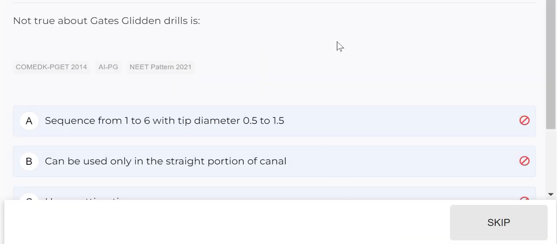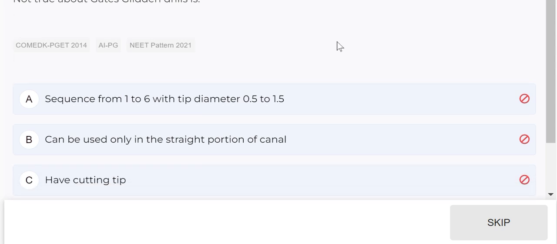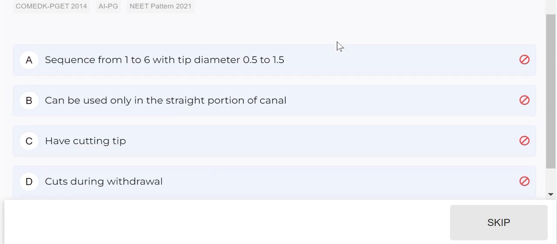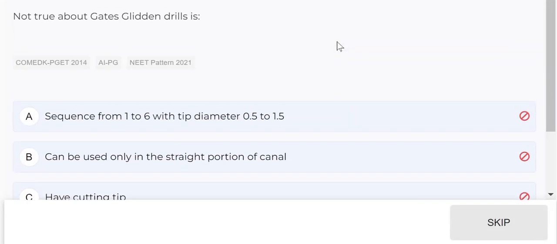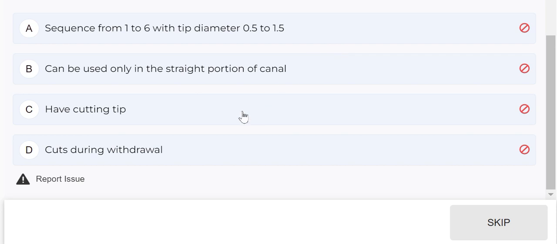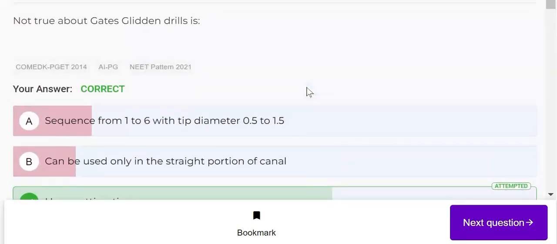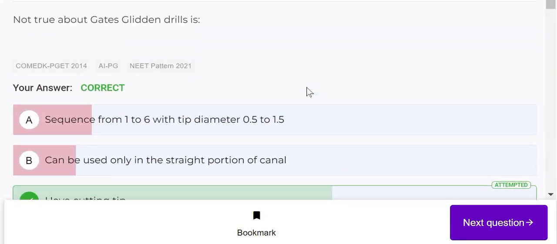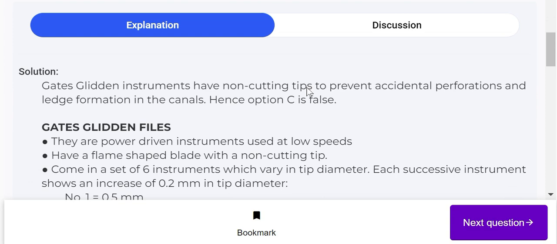Not true about Gates Glidden drills: sequence from 1 to 6 with tip diameter 0.5 to 1.5. That is correct. Can be used only in the straight portion of canal. That is also correct. They have a cutting tip. That is not correct. Cuts during withdrawal, that is correct. So, not true about Gates Glidden drills is they don't have a cutting tip.